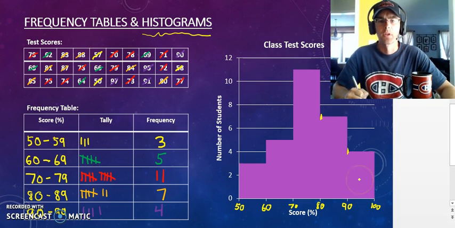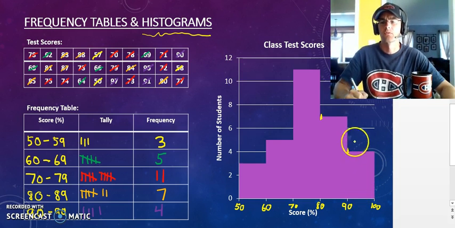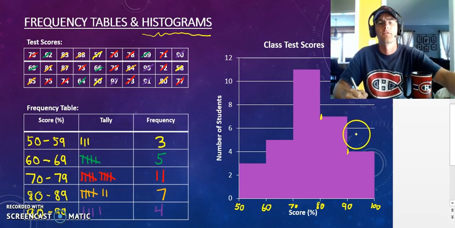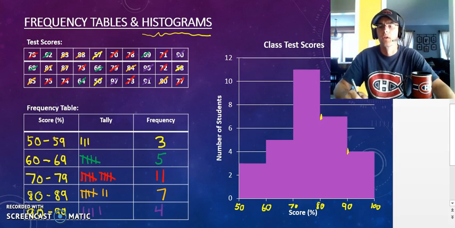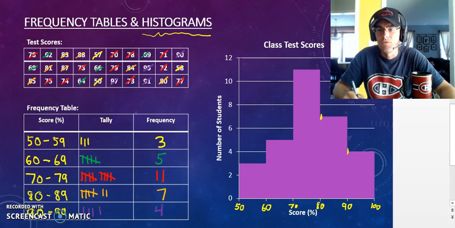And that's that. Histograms, frequency tables, and now you guys can have fun as well calculating mode, median, and mean of all your data. That's it.